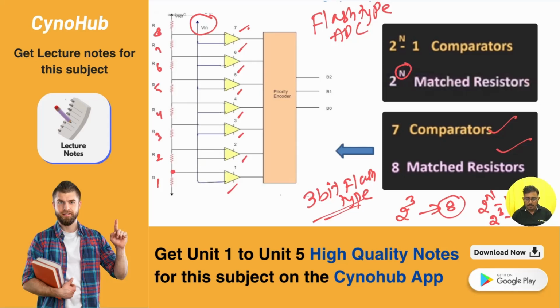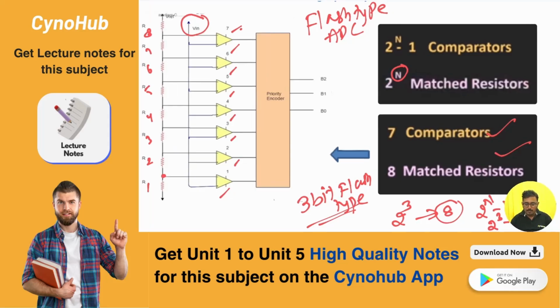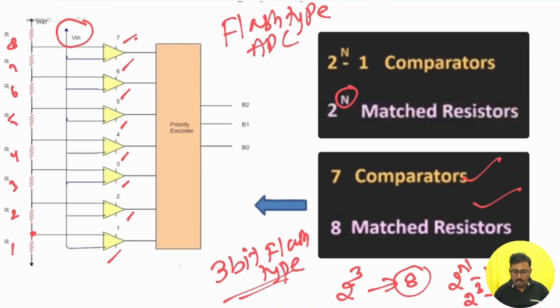Means all these comparator connections are removed. Then what happens? First we will be receiving the first output from comparator 1, and the remaining terms will all be 0. Then we will take the priority encoder point of view.